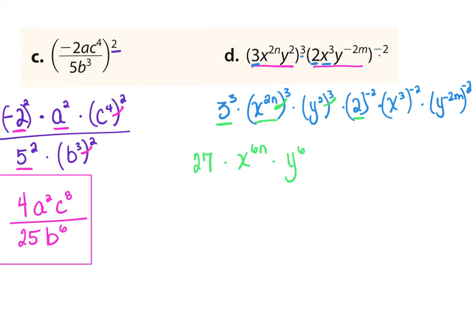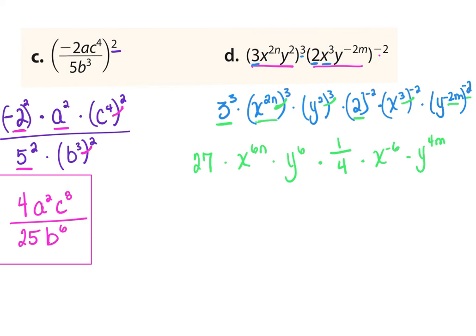This one, 2 to the negative 2. What do I do with that? It's going to be 1 over 2 squared, right? Remember, that puts it in the denominator. So what is 1 over 2 squared? 1/4, right? And then this one becomes x to the negative 6. Negative 2m times negative 2 is positive 4m. All right? I know we have variables and variables and variables, but we'll go through it.